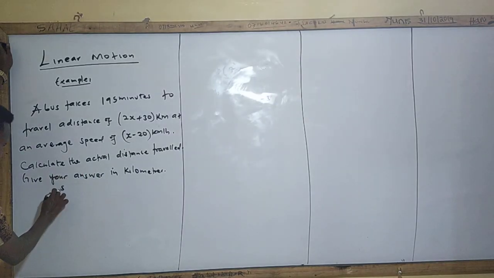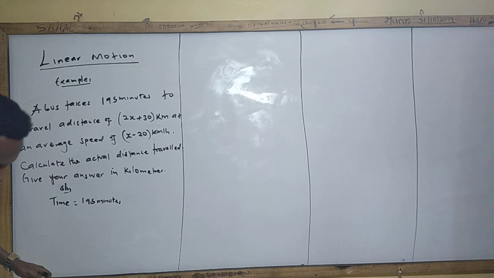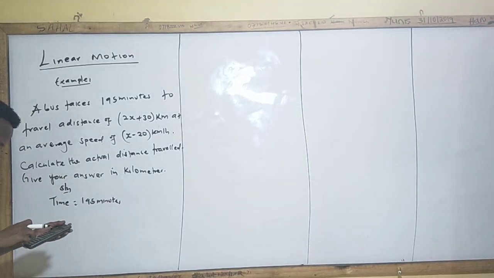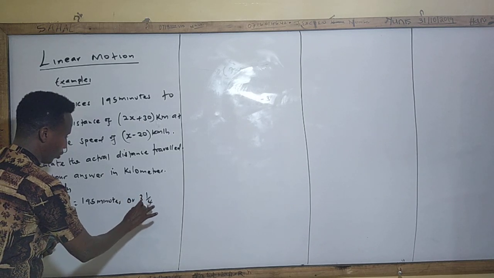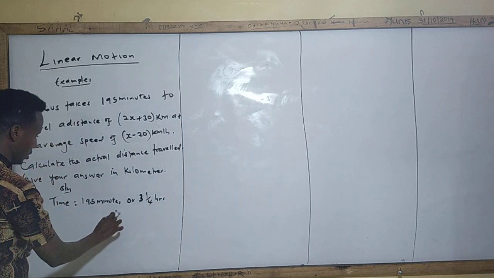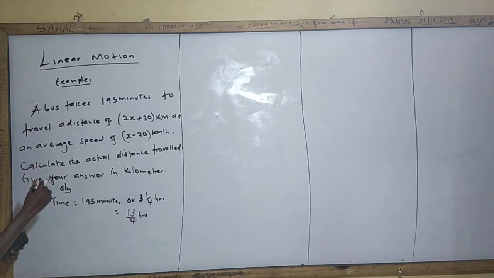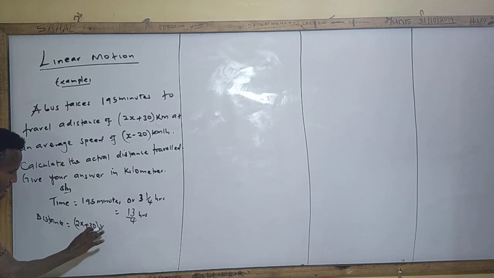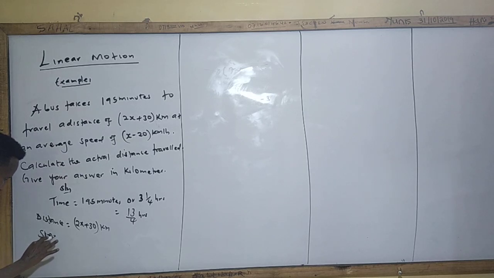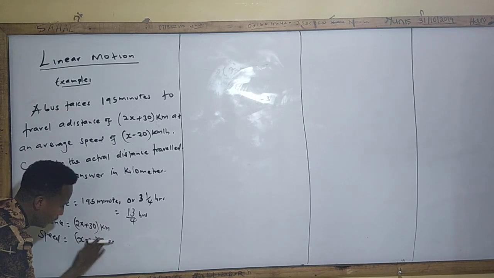So I will write the information given. I have time. Time is 195 minutes, divided by 60, you convert this one. 195 divided by 60 is 3 and a quarter, or 3 whole number 1 out of 4 hours, which is equal to 13 out of 4 hours. What else do I have? I have distance: (2x + 30) kilometers. Very easy. Then we have speed: (x - 20) kilometers per hour.